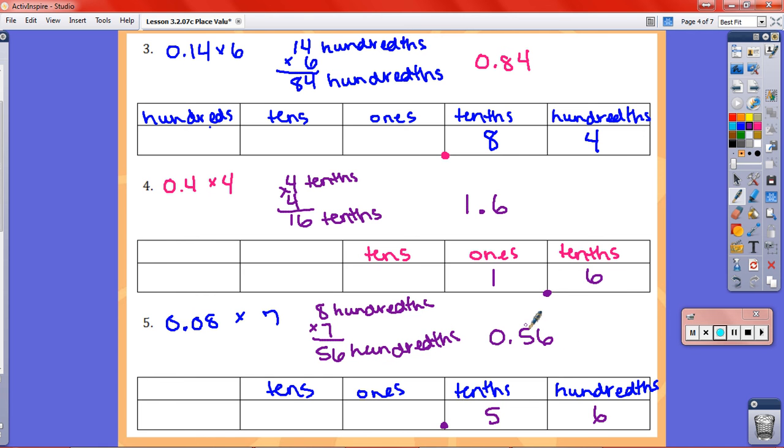Okay? So the ones that kids have trouble with when they don't understand this are the ones like this one, where it's 4 tenths times 4, and your answer is 16 tenths. Well, we write that as 1 and 6 tenths, not as 0.16, because 0.16 is 16 hundredths, which is different.